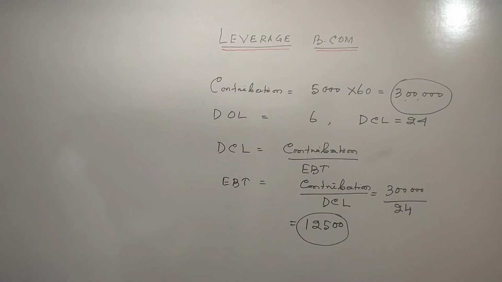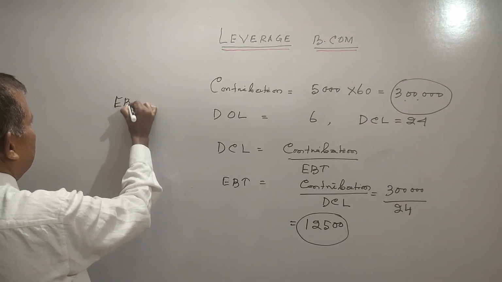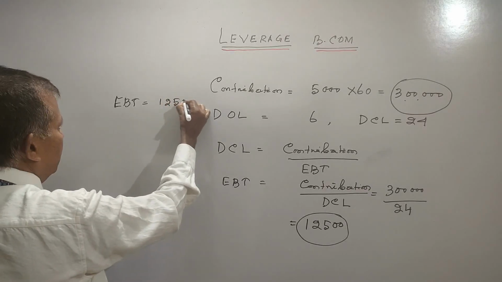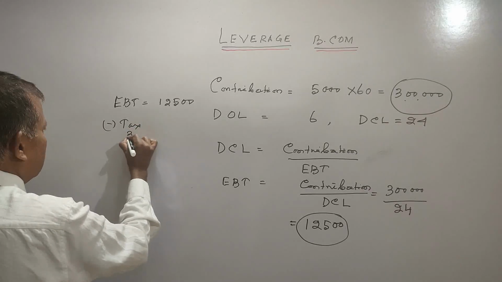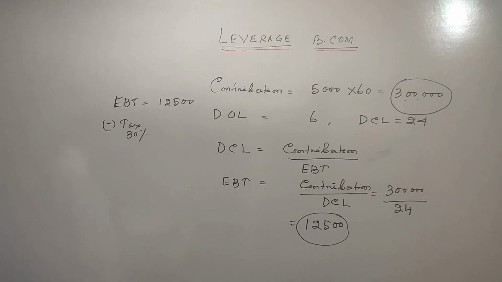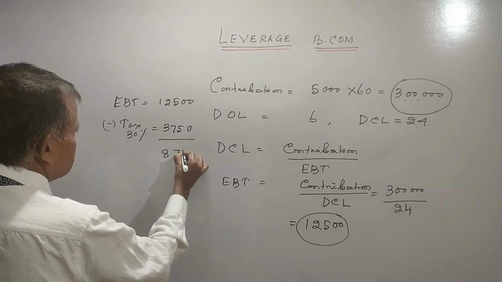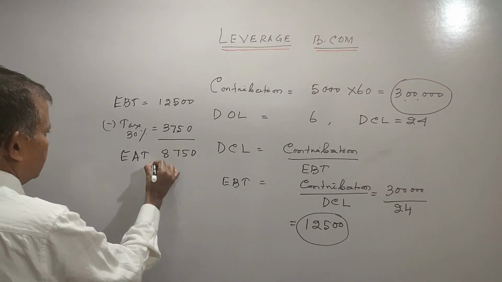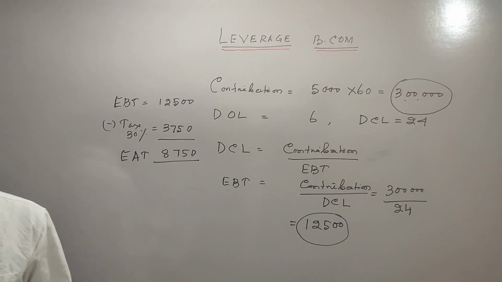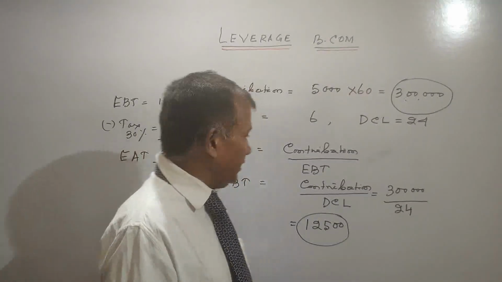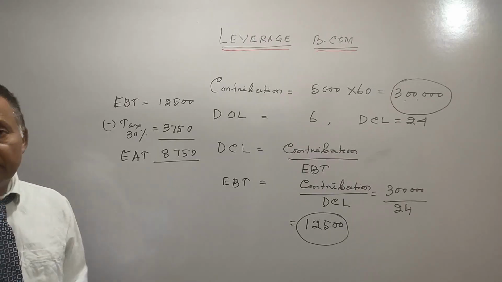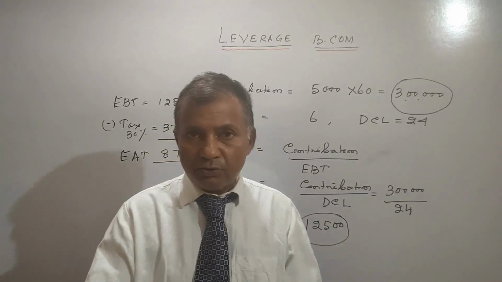Right? And all of us know they have given you the tax rate as 30%. So EBT is equal to 12,500 less tax 30%. If you deduct 30% tax, it comes to 3750. Now it is 8750. This is your EAT. Earnings after tax is your 8750. So we have calculated the earnings as 8750. And I hope you have understood all the three problems.